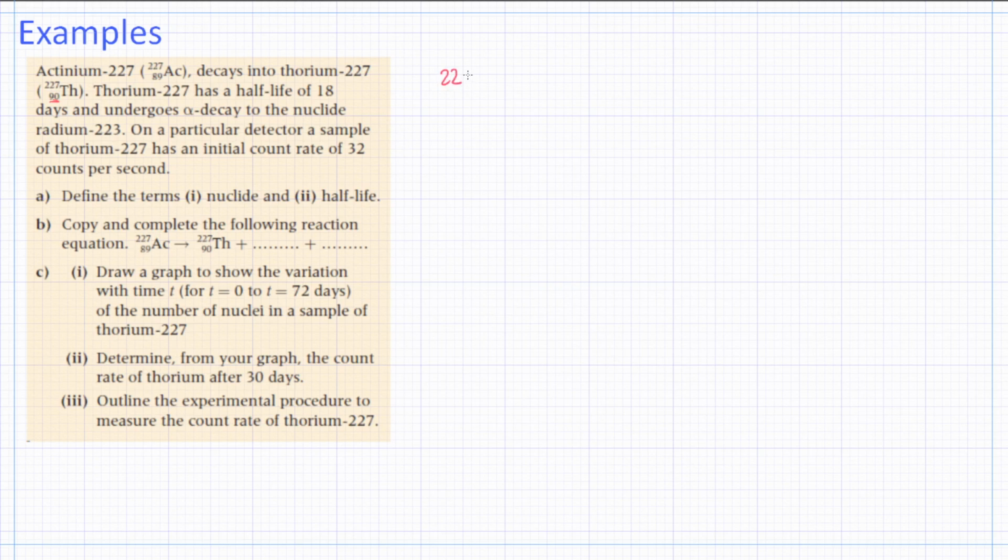So what is the kind of radioactive decay that I could have to turn this actinium into thorium? So what do I need to get my proton number to increase? Well, I will need a neutron.